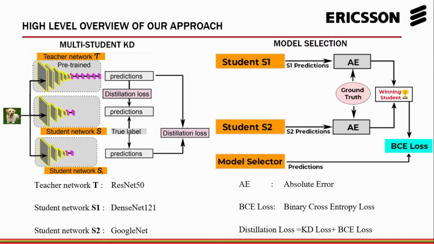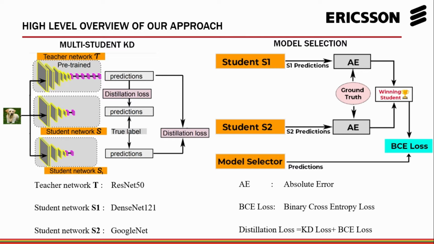Both the student models perform a prediction. These predictions are compared with the ground truth. The Euclidean distance, which is basically the absolute error between the ground truth and the predictions performed by both the models, is calculated. Basically, the prediction is nothing but the class probability of a given image data. Once we have this absolute error, we see which student model is performing better on a given set of input data.